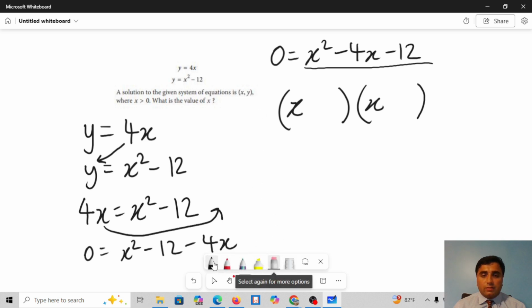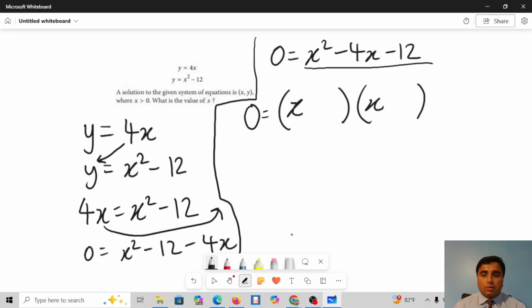Let's write a 0 over here. 0 equals these two factors multiplied by each other. Now, we have that the sum of the roots is equal to positive 4 and the product of the roots is equal to negative 12. The factors of 12 such that their sum is equal to 4 are positive 6 and negative 2.